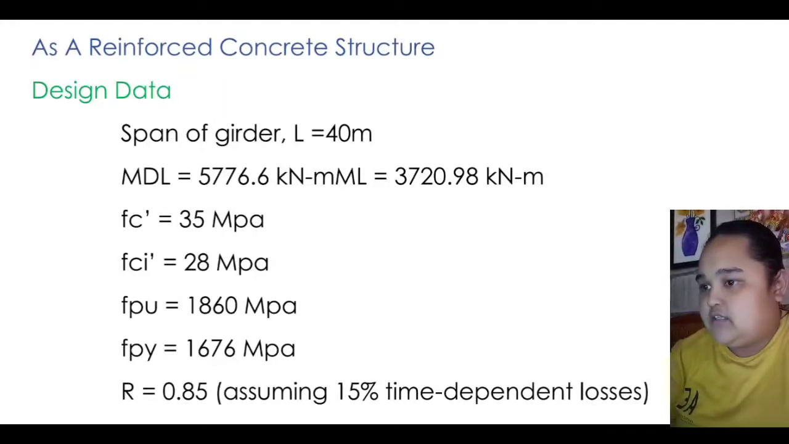This is the design of reinforced concrete. The design data: span of girder L is equal to 40 meters, MDL 3720.98 kilonewton meter, FC prime 35 megapascal, FCI prime 28 megapascal, FPU 1860 megapascal, FPY 1676 megapascal. R is 0.85, assuming 50% time-dependent losses.